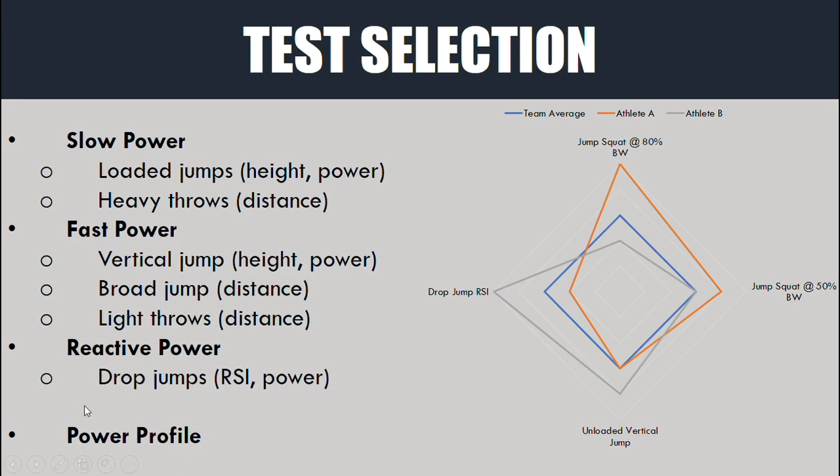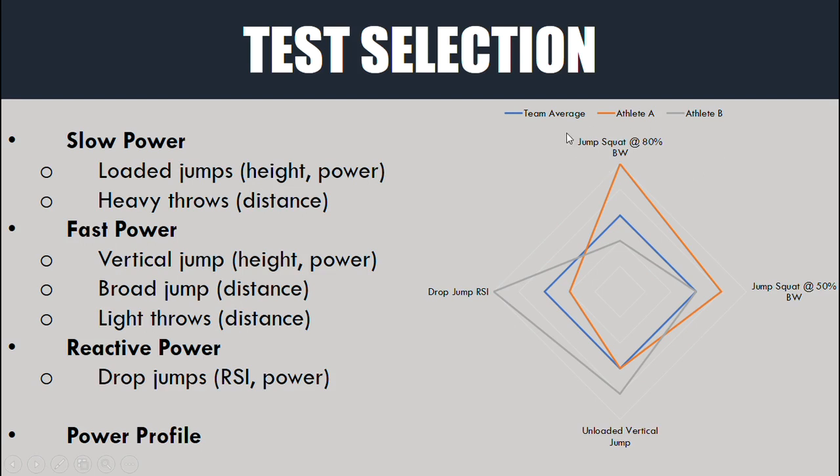The other thing we can do is create a power profile, which is essentially taking all of these into consideration and seeing where their strengths and weaknesses are. So if we have a look here, we have a series of tests which are very similar, but they're different in the amount of time the athlete has to produce force.